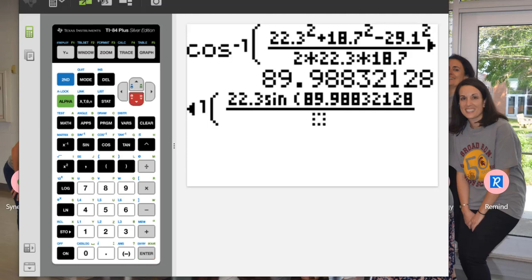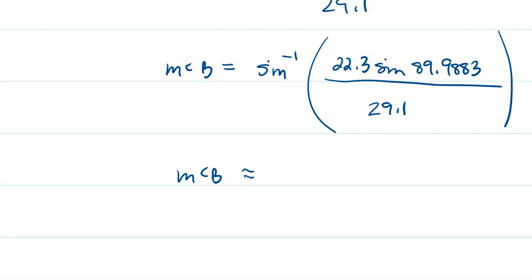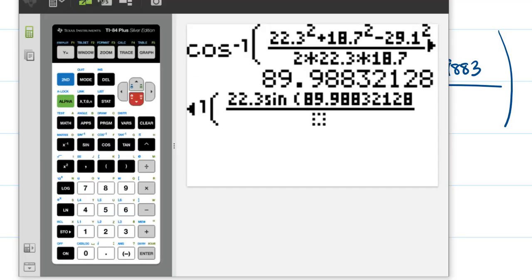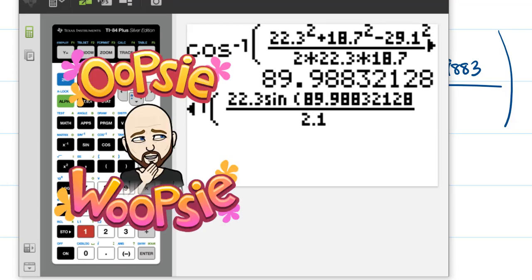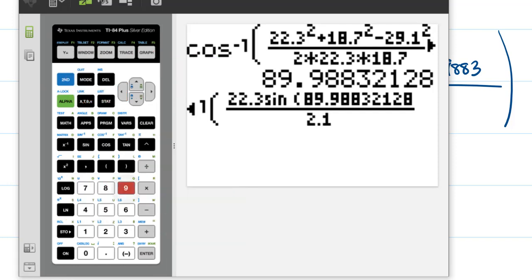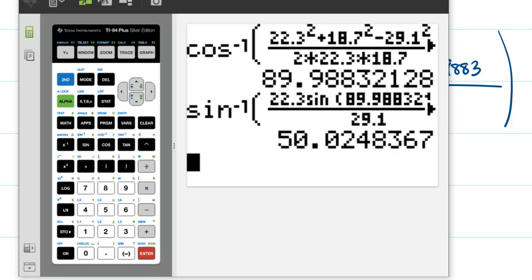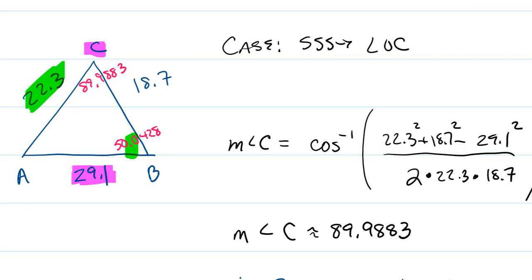And then I'll go to the bottom, and then I'll type in the rest of it, which was just 29.1. So 29.1, and then, oops, yeah, got to make sure you type it in right, because there's so much button pushing going on. It's really, really easy to make a mistake. So take your time as you do that. And then when we end up with that value, we get about 50.0428.